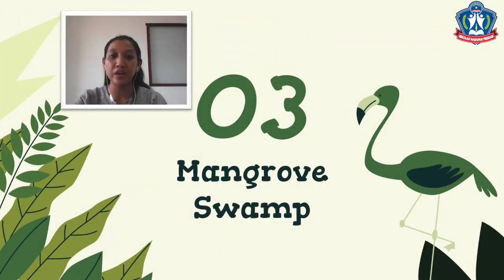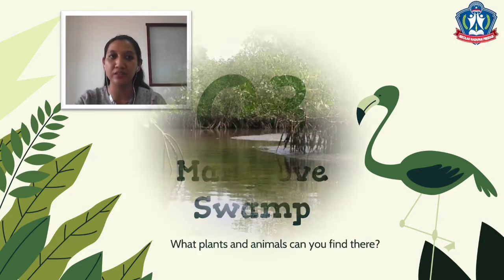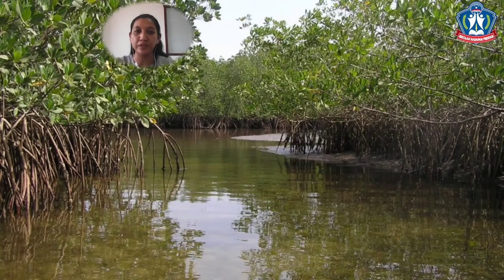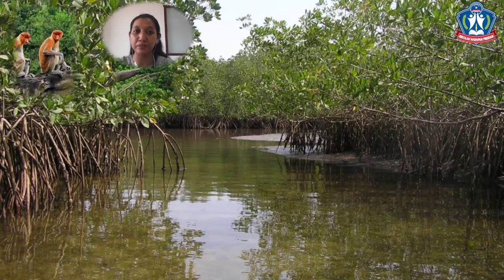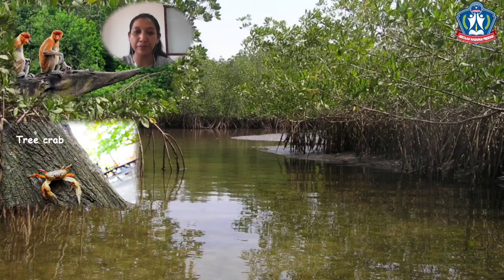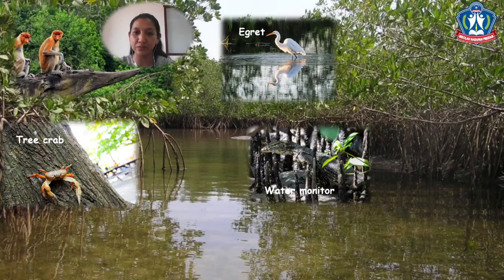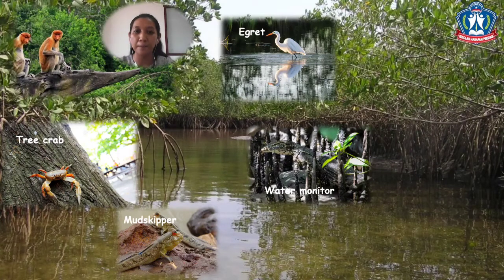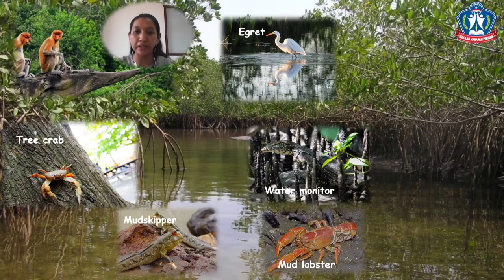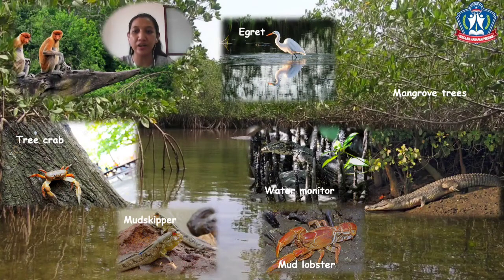The other habitat, mangrove swamp. So what plants and animals can you find there? The mangrove swamp is the habitat for monkey, tree crab, egret, water monitor, mud skipper, mud lobster, and also the plants, mangrove trees, and the other animals, crocodile.